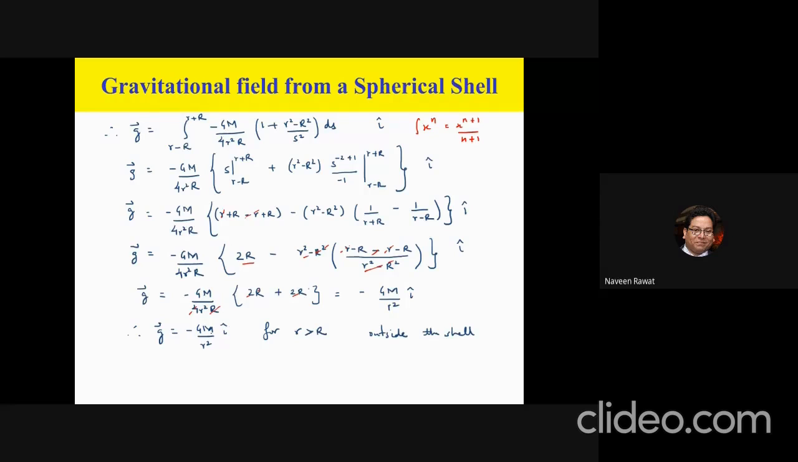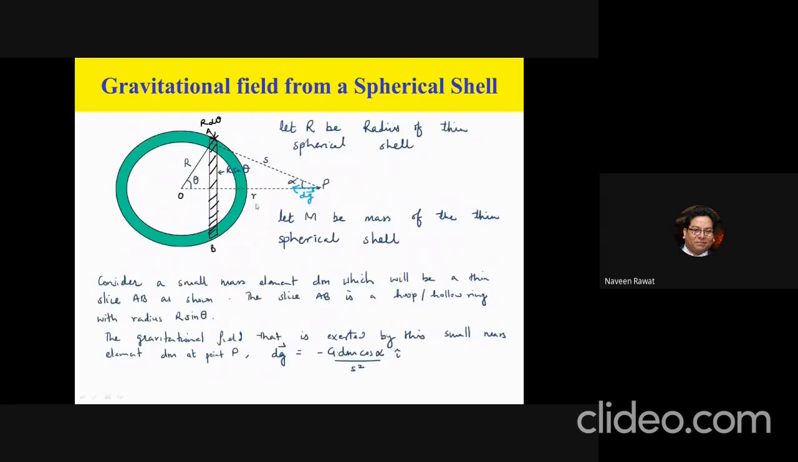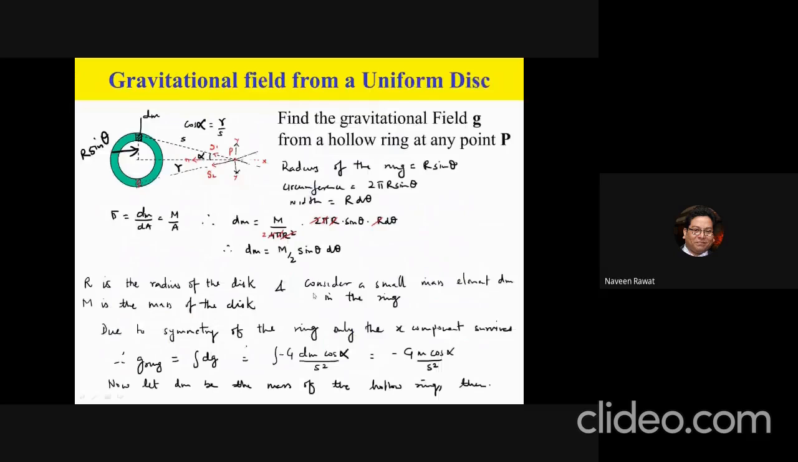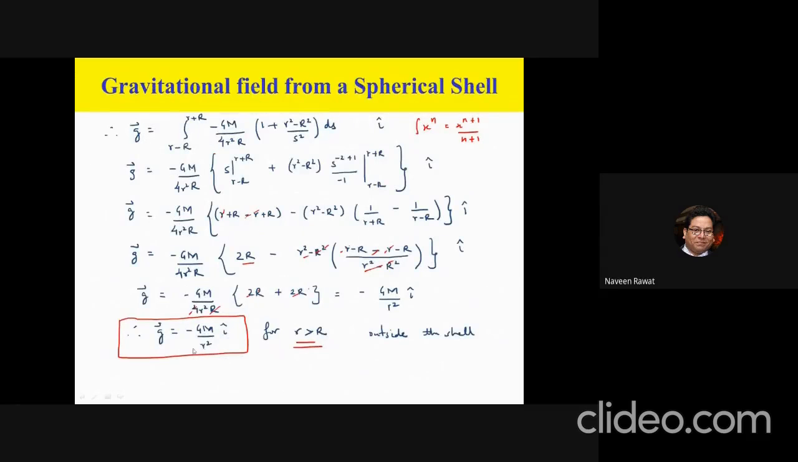After all the math and all the integration, you finally get that the value of g is the simplified expression minus G times total mass divided by r squared, for the value of r being greater than capital R. That means when you are outside the spherical shell, the expression looks like this, and this simply means that this spherical shell is behaving like a point mass of mass capital M, and r is just the distance of separation.